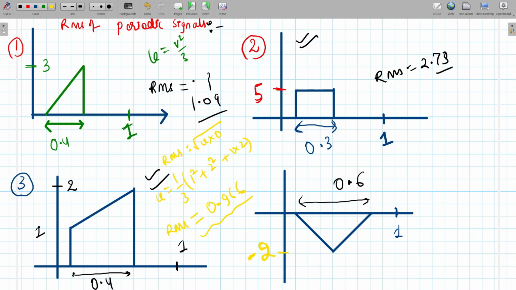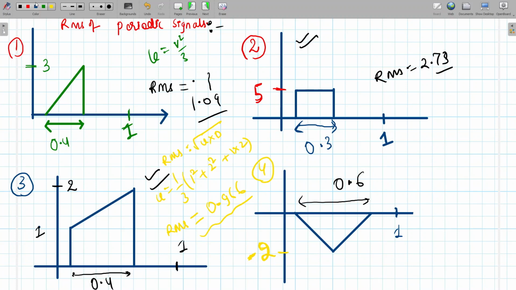Is it clear to all? What is the answer? 0.966. Yes, this final answer will be 0.966. Everyone got the same answer? Now you can try the fourth one.